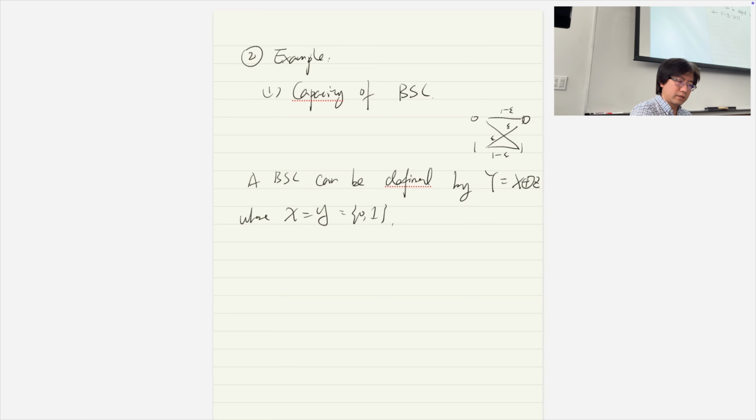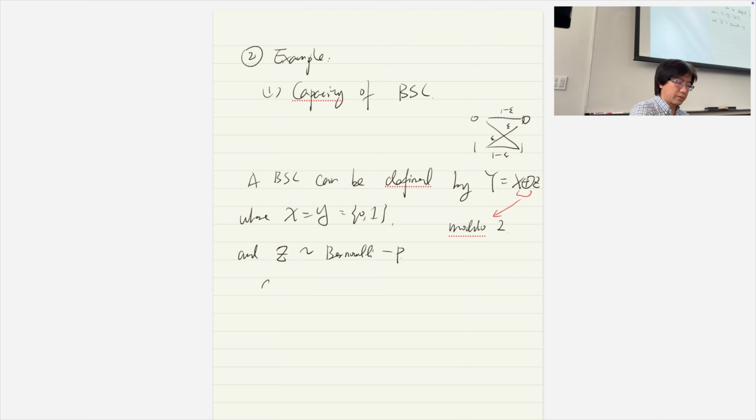And this addition is modulo 2. We can assume here that z follows a Bernoulli distribution, Bernoulli P distribution. Of course, this P will determine this epsilon here. And this is a BSC.